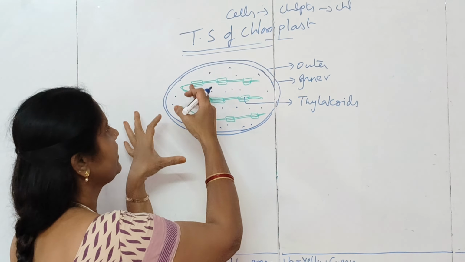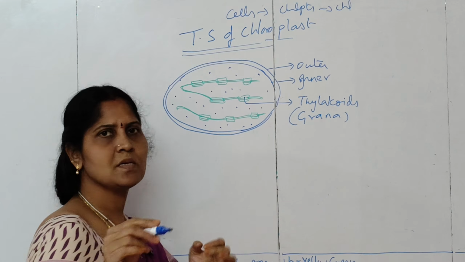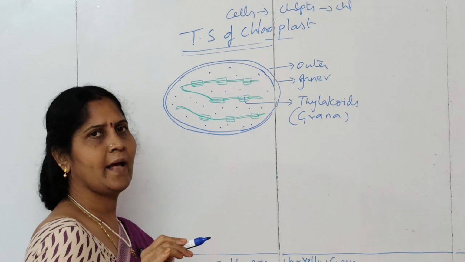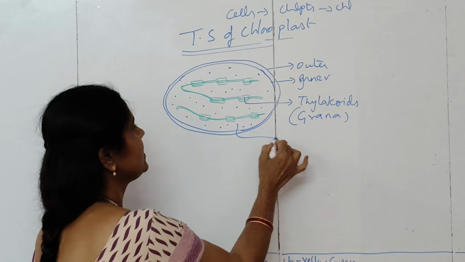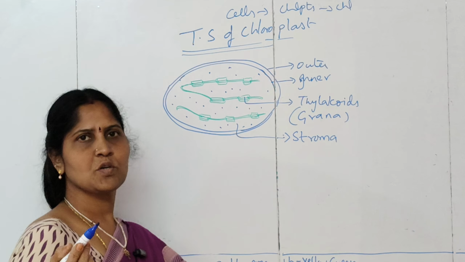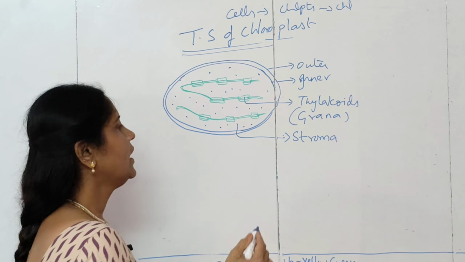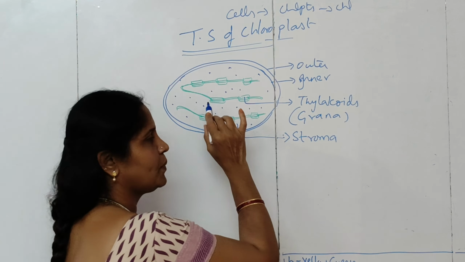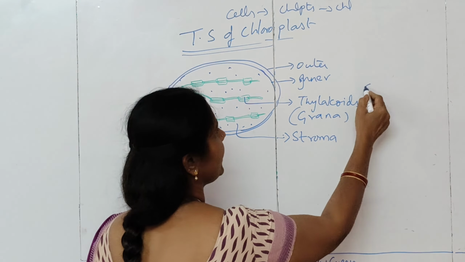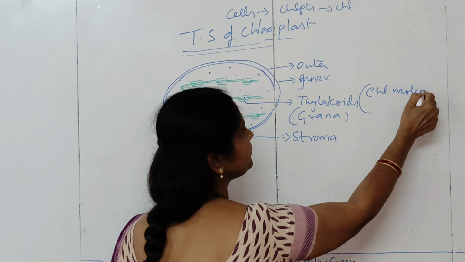The region wherever the thylakoids are present is called the grana region of the chloroplast. The remaining portion is called the stroma region. So the chloroplast contains the thylakoids, which form the grana region, and also the stroma region. Thylakoids are the ones that play a very important role in photosynthesis. What do they contain? They contain the chlorophyll molecules.